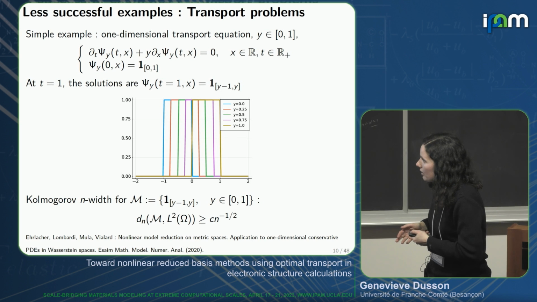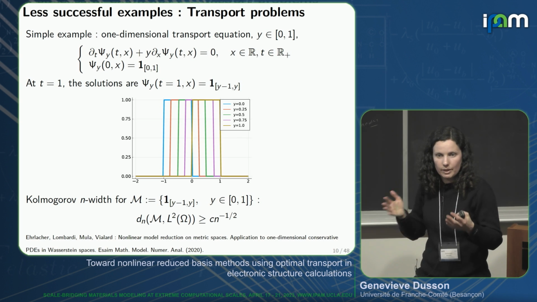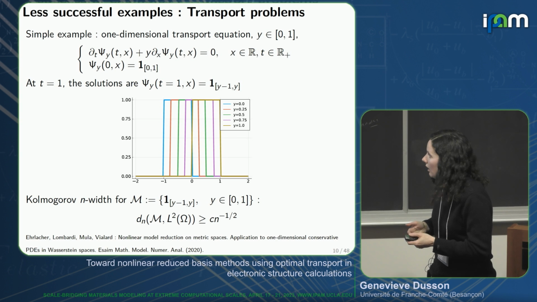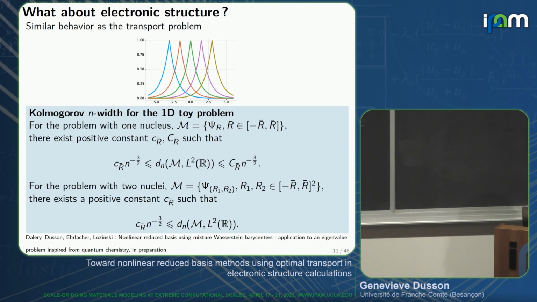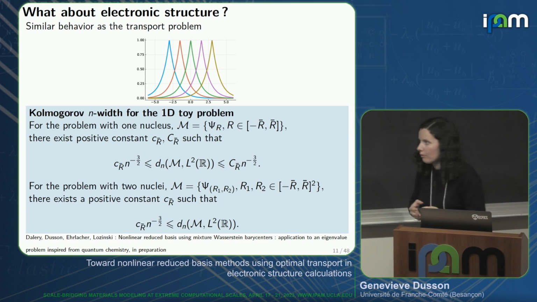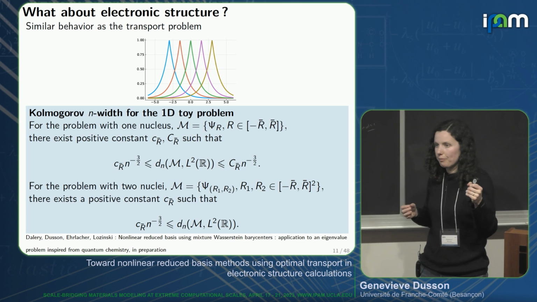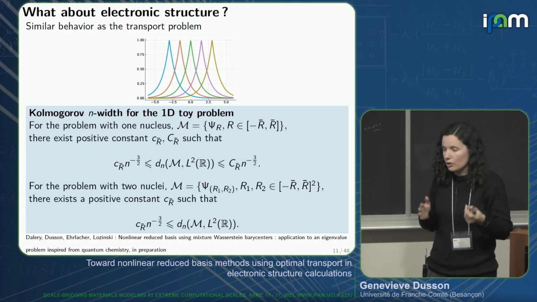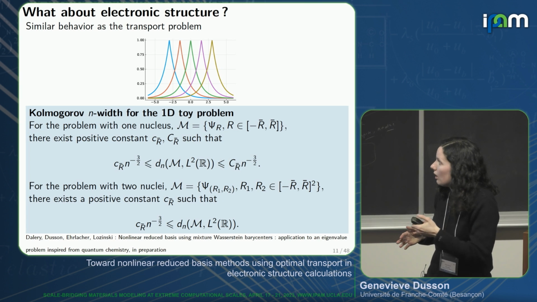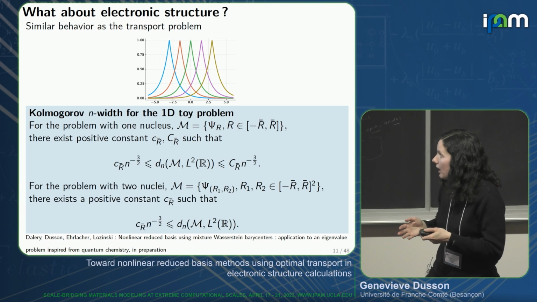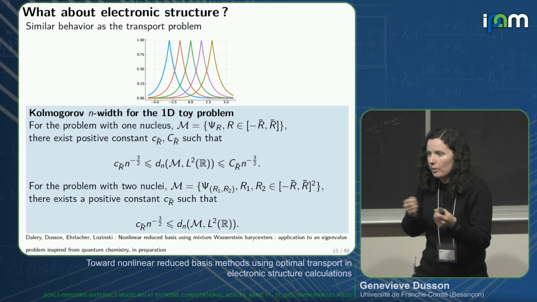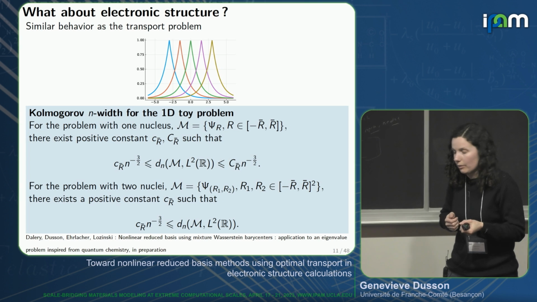But this is understandable. If you take the rightmost snapshot here and you want to approximate it with the one on the left, there is no way it can work. And in electronic structure, we have a similar problem. If you take just one atom and translate it in space, your solution gets translated as well. So we will have the same problem as for the transport equation.